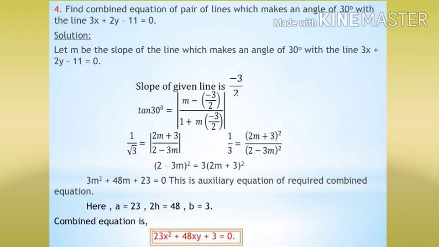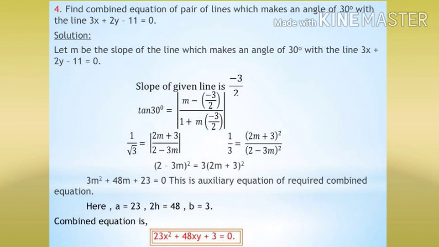To remove the modulus sign, we have to square both sides. So after squaring both sides, we get 1 upon 3 is equal to (2m plus 3) whole square upon (2 minus 3m) whole square. Cross multiply this, you get (2 minus 3m) whole square is equal to 3 into (2m plus 3) whole square. After you simplify this equation, you will get the equation as 3m square plus 48m plus 23 is equal to 0.